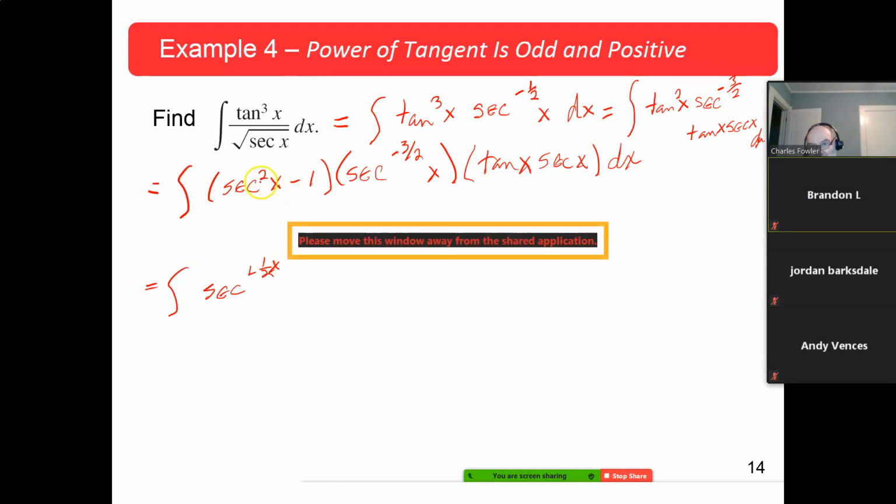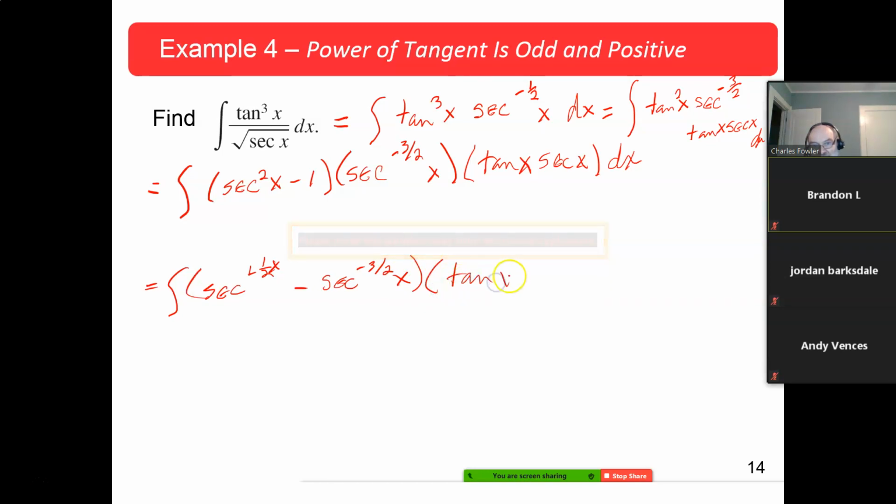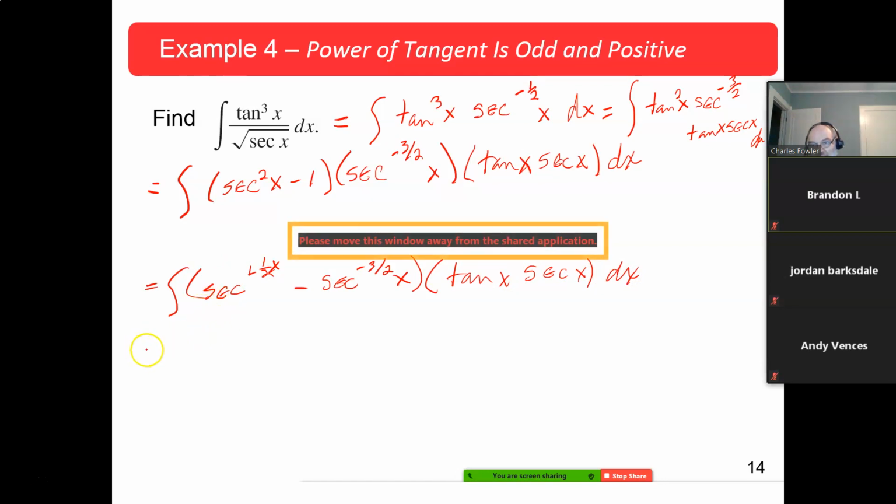Right? 4/2 minus 3/2 is positive 1/2. Minus, and when you multiply this, that's just minus secant to the minus 3/2 x. This thing is multiplied by tangent x secant x dx. Here we do our u substitution.